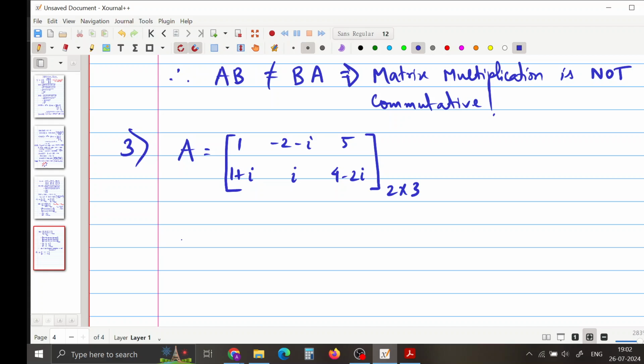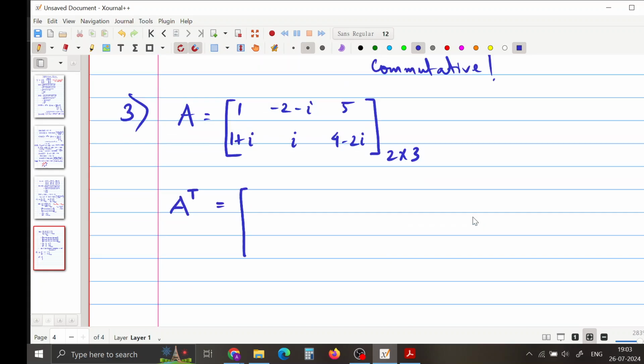So what is A transpose? To compute the transpose, you exchange the rows with the columns. In other words, the rows become the columns and vice versa. So if A is of size m cross n, then A transpose is of size n cross m. See, the first row of A is this, right? Now this row will become the first column of A transpose.